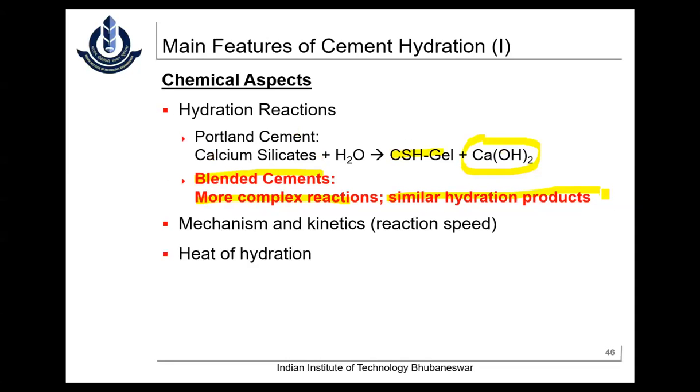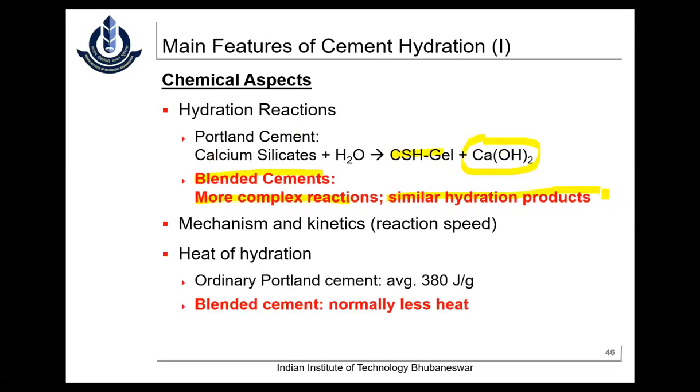Now the heat of hydration. Ordinary Portland cement gives the average heat, and the blended cements normally give relatively less heat than regular ordinary Portland cement. So this is the advantage you have in the blended cement. Because you are replacing a part of a reactive product with a part of an inert material like slag or fly ash, definitely the heat of hydration comes down. And this is one of the beautiful aspects of these blended cements.